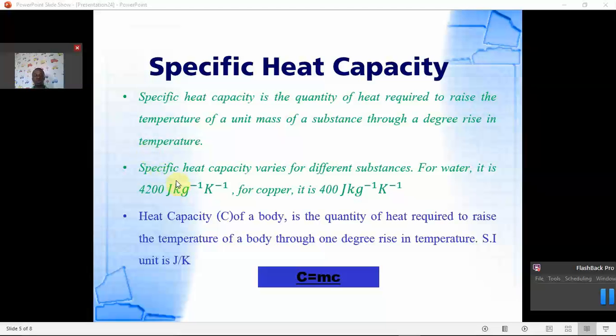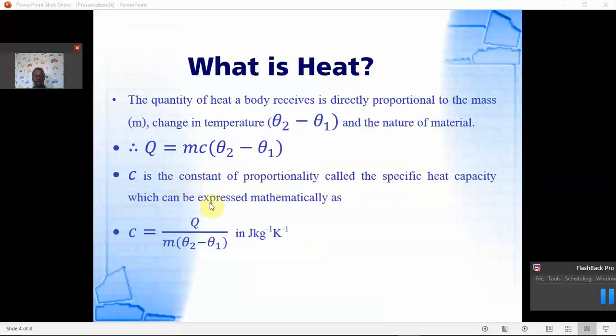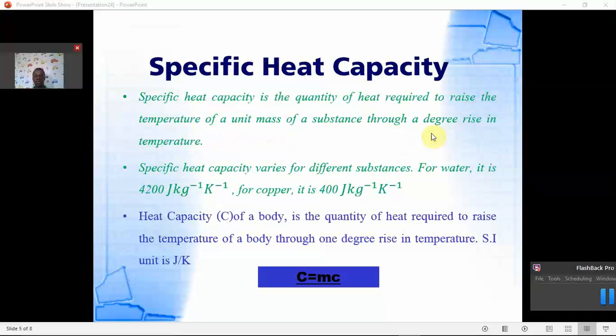So in our relation here, we say that the quantity of heat depends on the nature of the material. Therefore, the specific heat capacity for different materials are not the same. There are textbooks and literature where you find lists of these values for different materials. But for water, which is very common, the specific heat capacity is 4,200 joules per kilogram per Kelvin. For copper, 400 joules per kilogram per Kelvin.